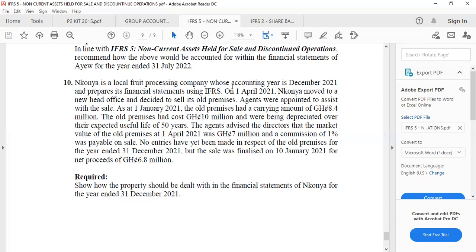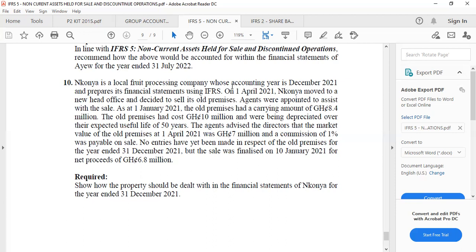So the 1% will be paid on what? 7 million. They are going to charge a commission on the selling price, which is the 7 million. We charge commission on the selling price. So the 1% will be the agent fee, which will be on the 7 million.